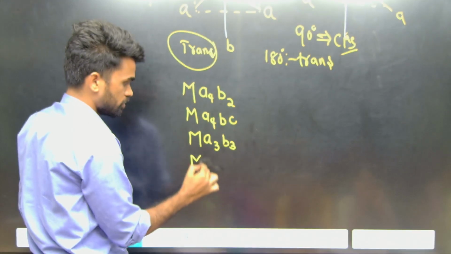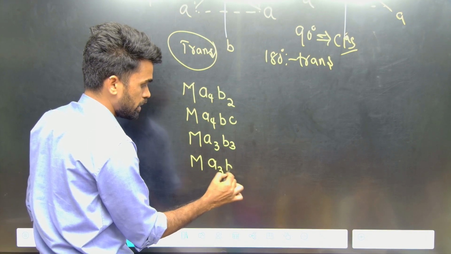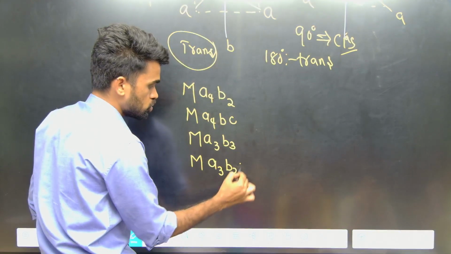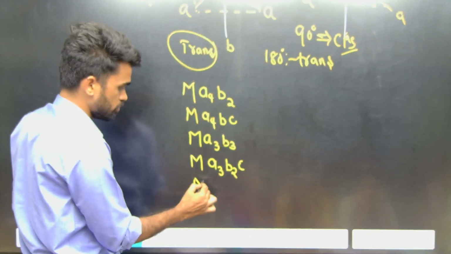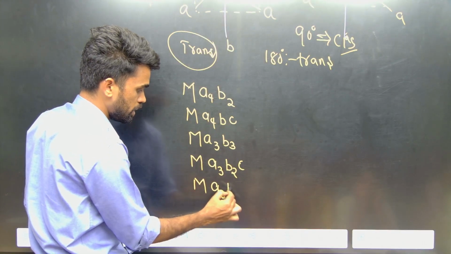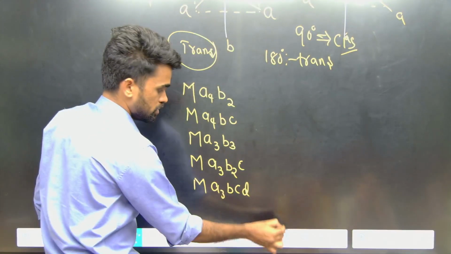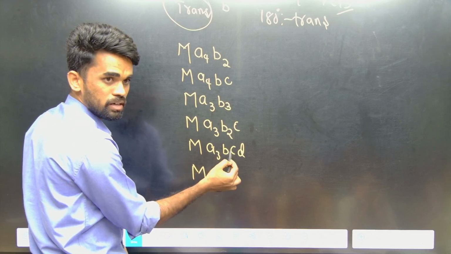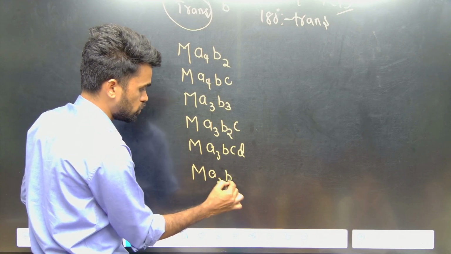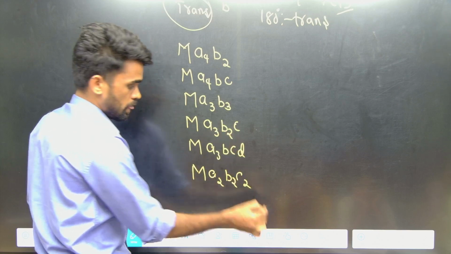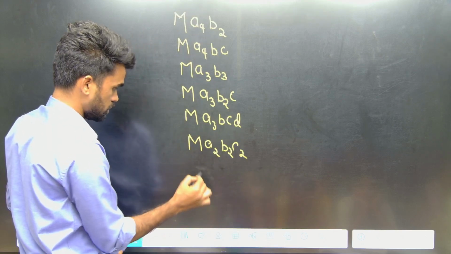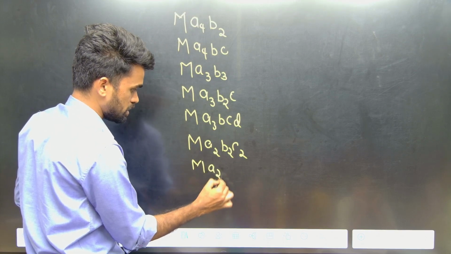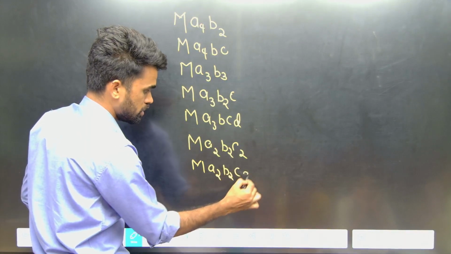Next, Ma3B2C. Next, Ma3BCD. Next, all 3 over now. Next, A2, B2, C2. Okay. Next, A2 as it is, B2 as it is, this one becomes CD.